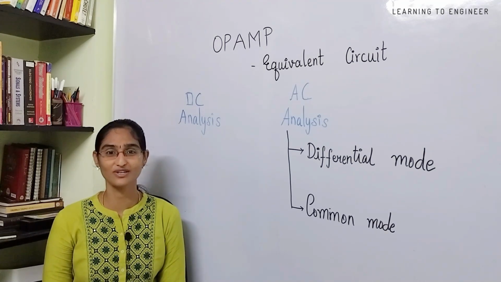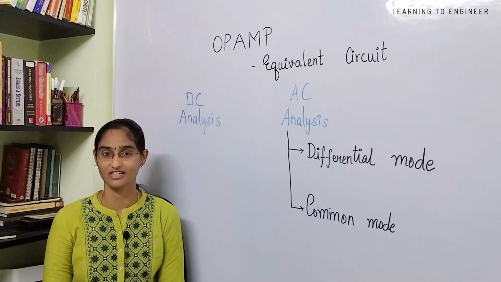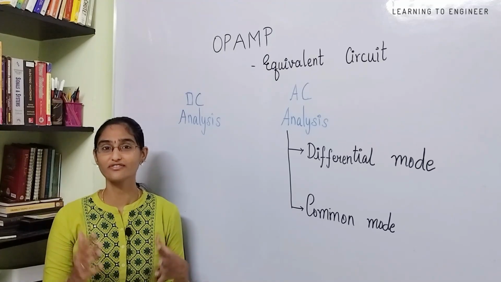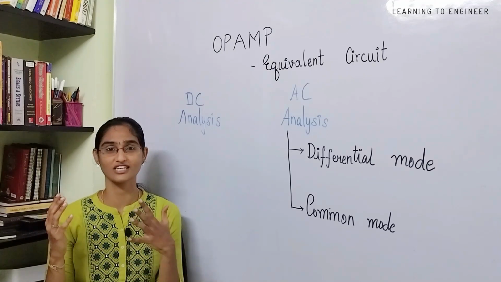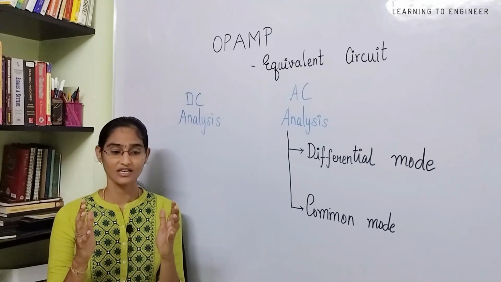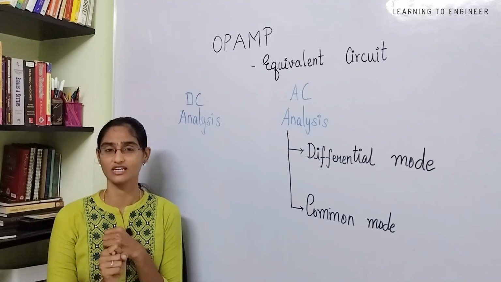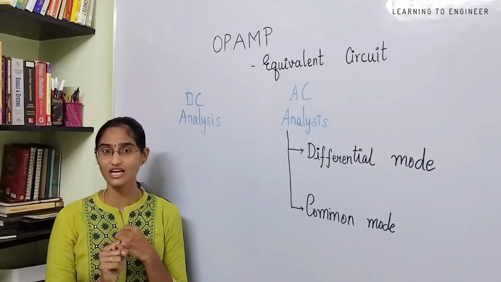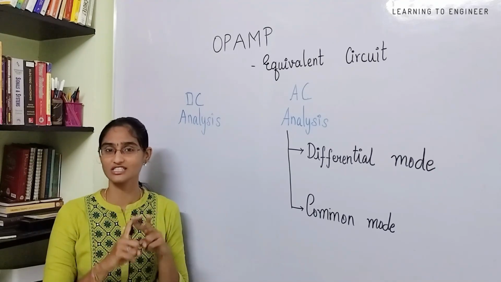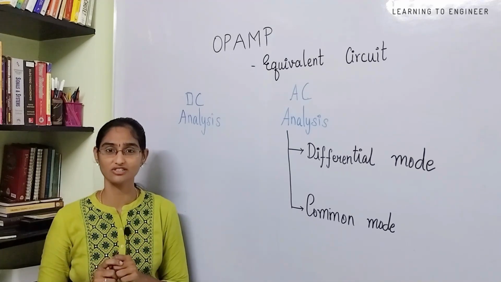In today's video, we are going to discuss the equivalent circuit of an operational amplifier. We will see the AC analysis, DC analysis and different kinds of the gains associated with this. Generally with one transducer or one system, we have only one system gain. But in the case of operational amplifiers, we have two gains. One is the differential gain and the next is the common mode gain. We will be looking at both of them in this video.